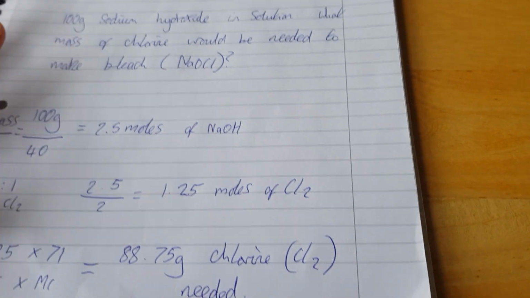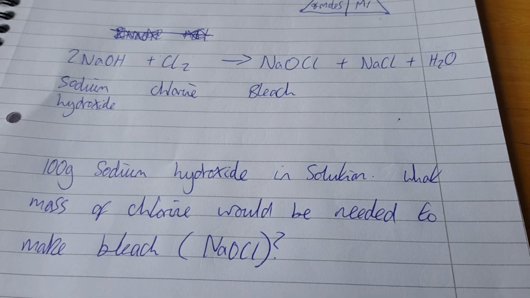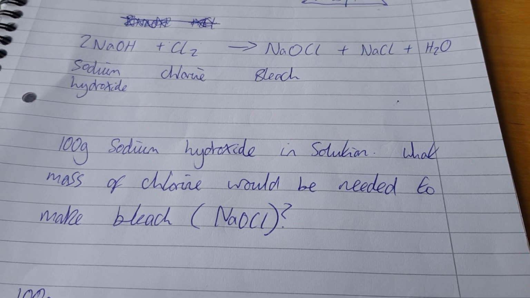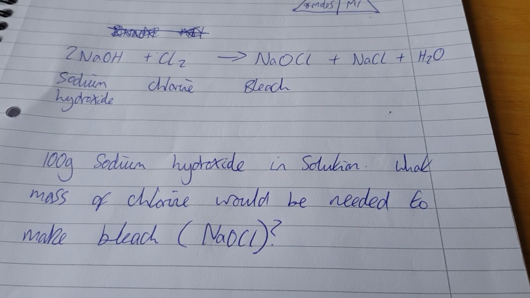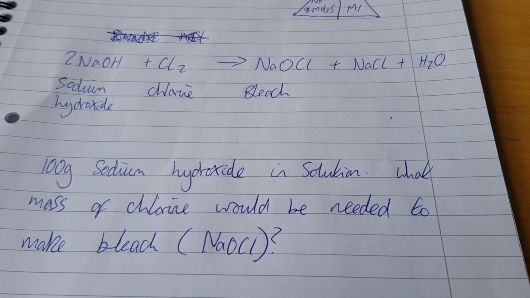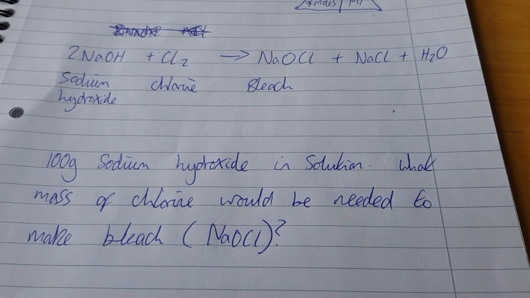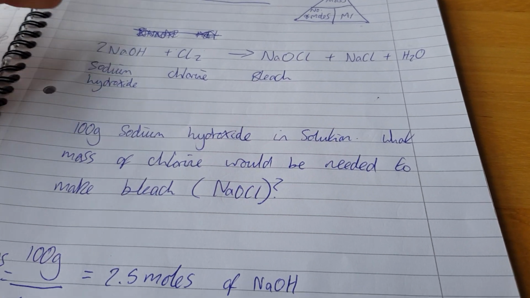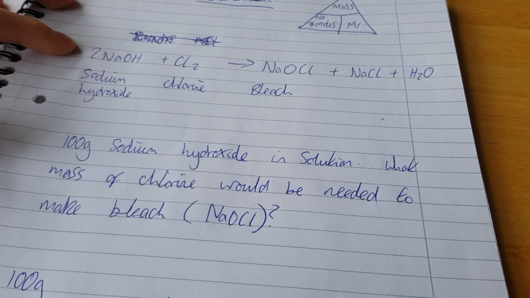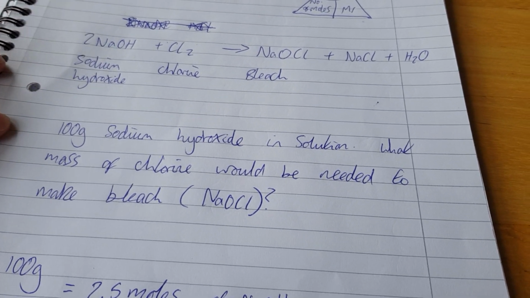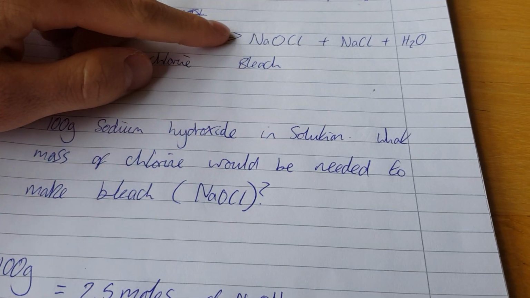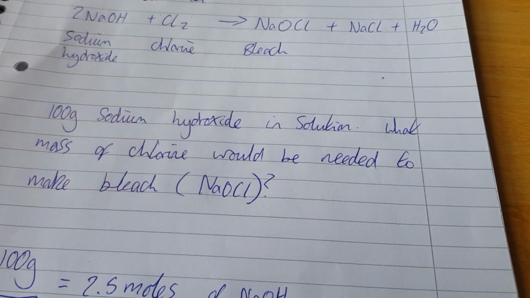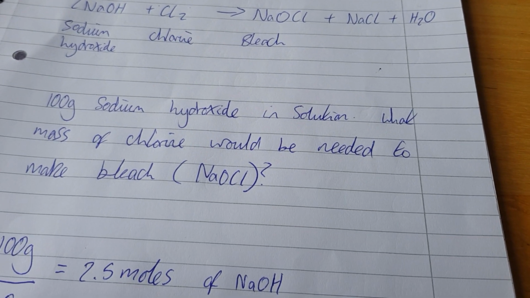So then we go to this bit. So if you had 2 moles of sodium hydroxide plus chlorine, you would make bleach, salt and water. So the main things that we care about, if you look at this question, 100 grams of sodium hydroxide, this one here, NaOH, in solution, what mass do you need to make bleach? So what mass of chlorine do you need to add to that to make, as a minimum, bleach?